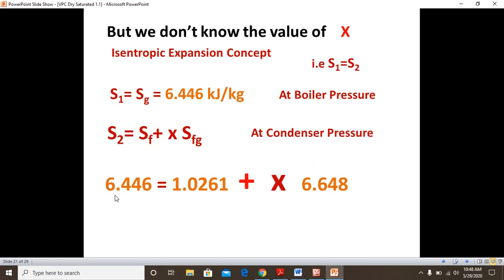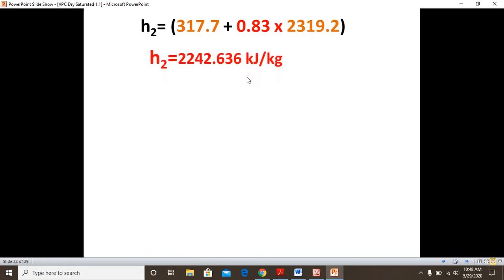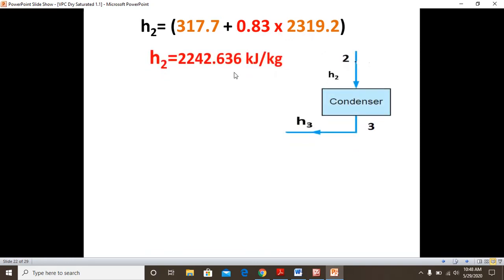Sg you put this one and then equate with this one. You have all these values in your steam tables, and then X value will be equal to 0.83. Therefore, H2 is equal to 317. This one you put Hf plus 0.83 into 2319. H2 value you got. Now fluid enters the condenser from state 2 to the state 3.